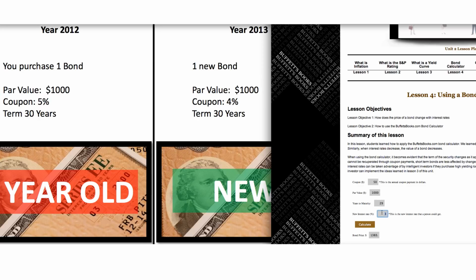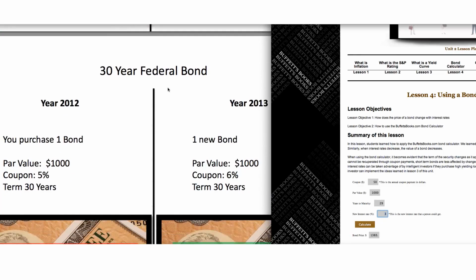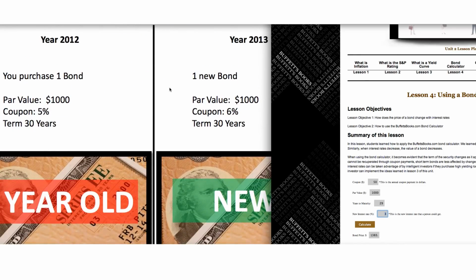So let's go ahead and look at another scenario. Okay, let's assume that we still bought the same bond in 2012, which was a 5% coupon. But this time, instead of the coupon on the newly issued bonds in 2013 being at 4%, let's say that the interest rates went up and now they're at 6%. So we're just going to come back over here to our calculator. Our coupon's still the same. Our par value is still the same. We're still going to say that there's 29 years left because we only advanced 1 year. But now the interest rate is 6%. Now what do you think is going to happen to that bond price?